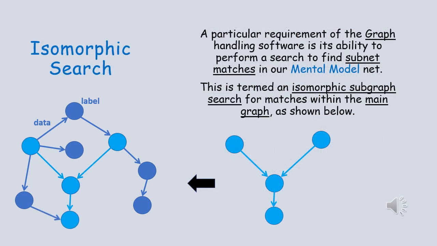A particular requirement of the graph handling software is its ability to perform a search to find subnet matches in our mental model net. This is termed an isomorphic subgraph search for matches within the main graph as shown below.